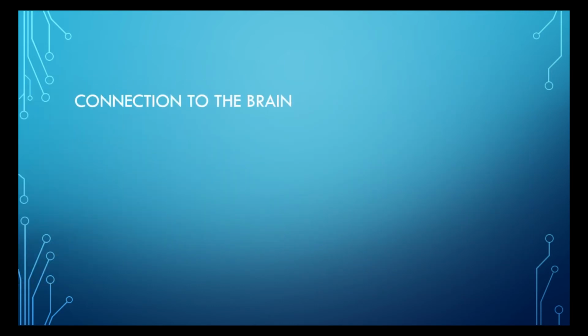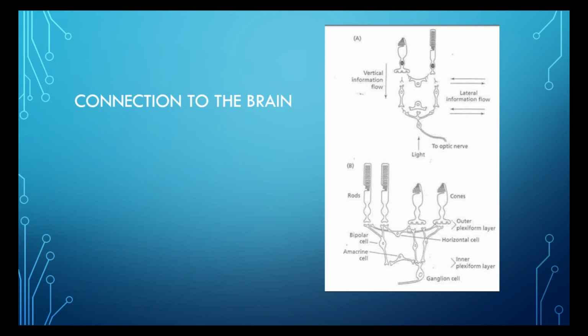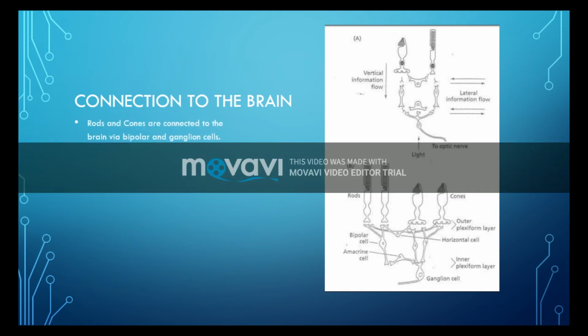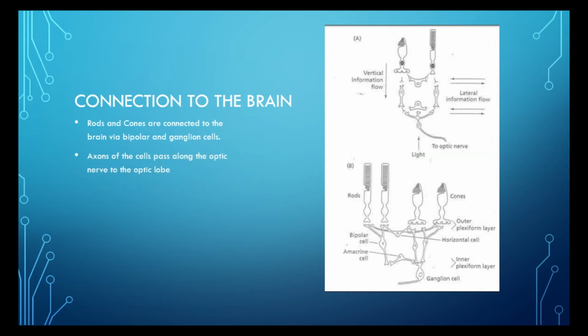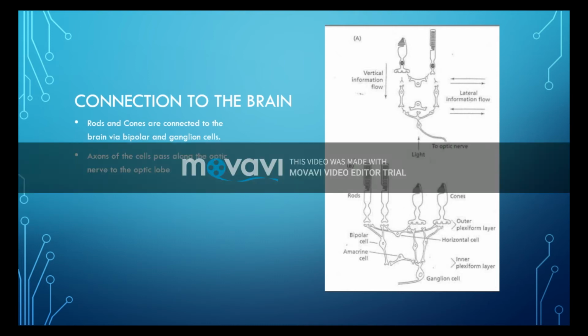And finally, the connection to the brain, what makes it all work. The rods and cones are connected to the brain via bipolar and ganglion cells. Axons of the cells pass along the optic nerve to the optic lobe. The video will show a more in-depth version of this, but it is for human eyes, but since all vertebrates share a similar eye structure and information, this works.